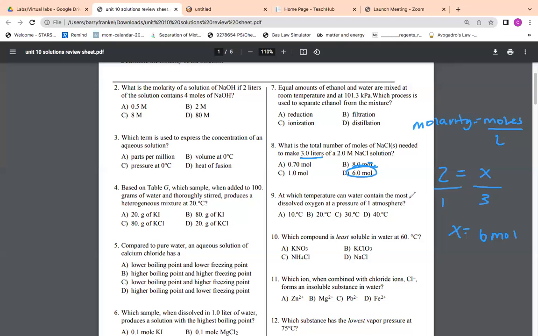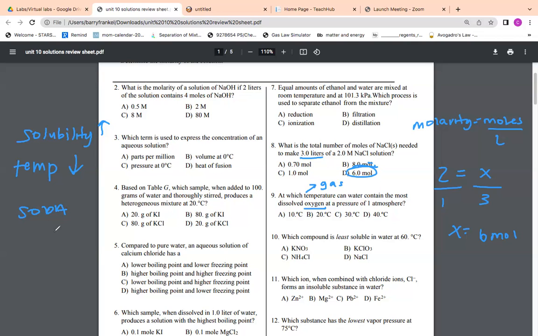Number 9, at which temperature can water contain the most dissolved oxygen at a pressure of 1 atm? Now you might think that you have to go to a table here, but you don't. Oxygen is a gas, so all you really have to think about is the relationship of solubility and temperature for gases. For gases, the solubility increases when the temperature goes down. Again, this is like soda or the carbon dioxide that is dissolved in the soda.